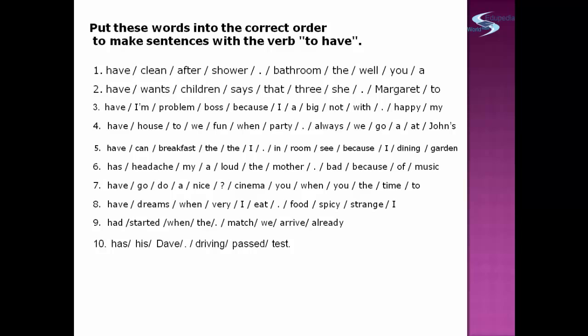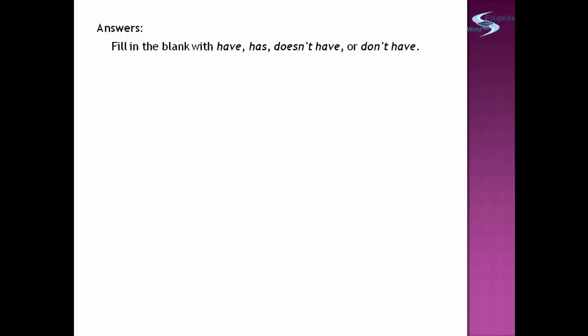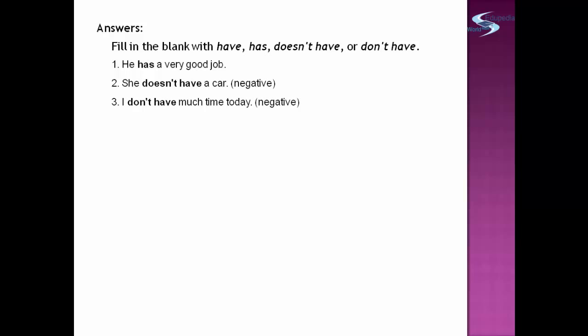Okay, have you done your answers or are you done with your answers? Now let us evaluate your answers. In the first set, fill in the blank with have, has, doesn't have, or don't have. Number 1, he has a very good job. Number 2, doesn't have. She doesn't have a car. This is in the negative form. Number 3, don't have. I don't have much time today. Again, this is in the negative form.